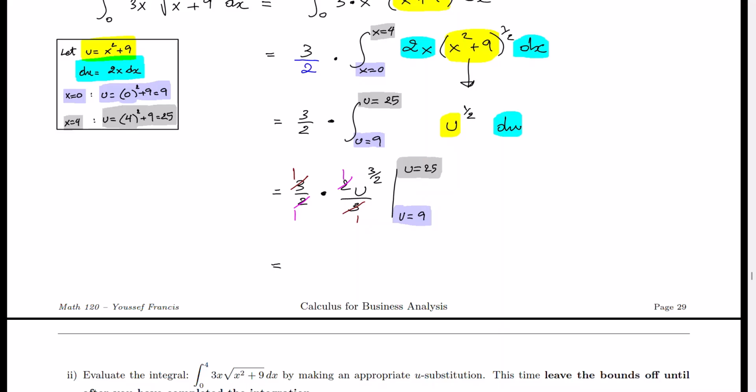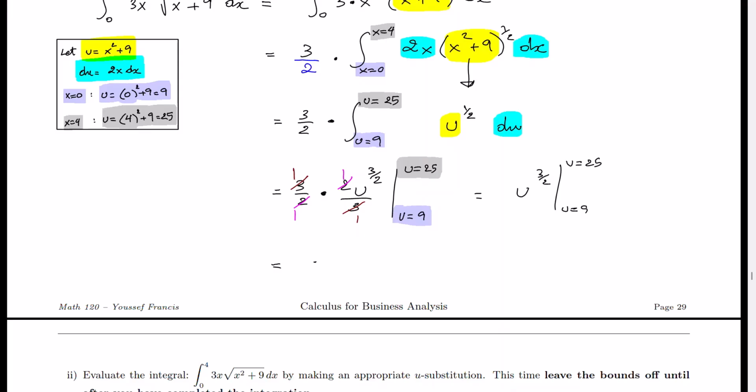So when you cancel all those numbers, you're going to have 1 times 1 divided by 1 times 1, which is a 1. So ultimately, it's just u to the 3/2. So think to yourself, u to the 3/2, and the numbers are u equals 9 and u equals 25 for the upper and lower bounds.